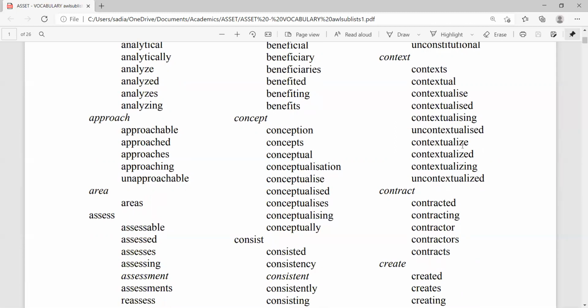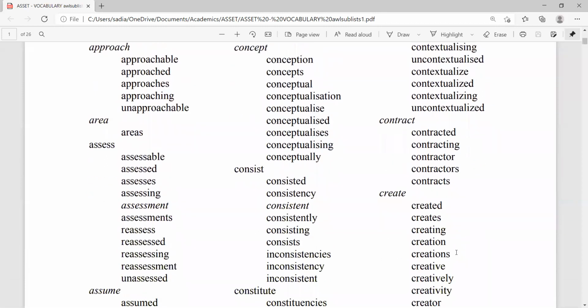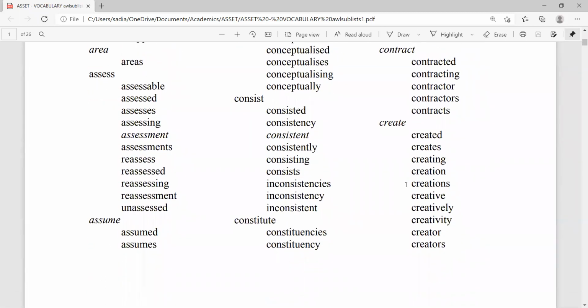There's no difference in meaning, but there's the difference between American and British spelling. Contextualized, contextualizing, uncontextualized. Contract, contracted, contracting, contractor, contractors, contracts. Create, created, creates, creating, creation, creations, creative, creatively, creativity, creator, creators. Now this is the sublist one.